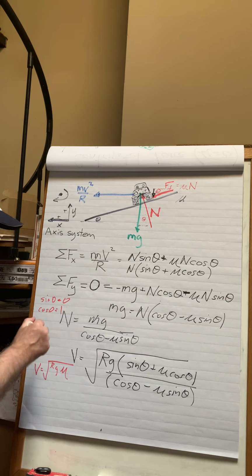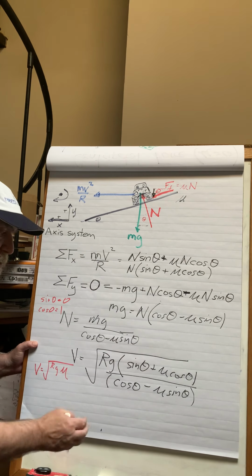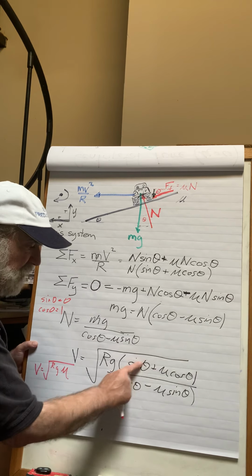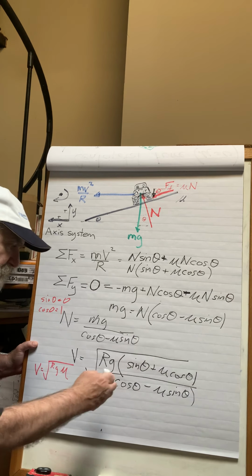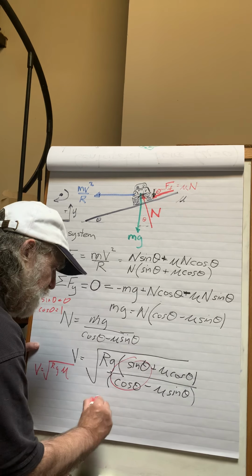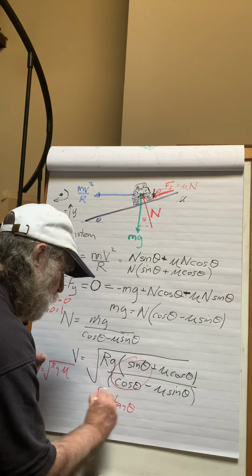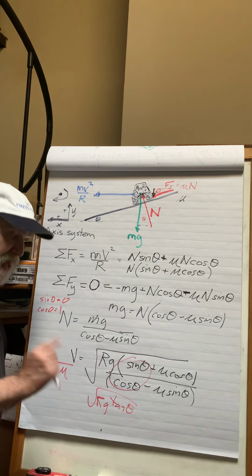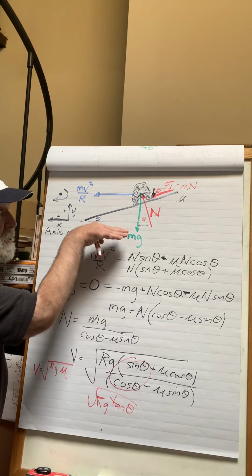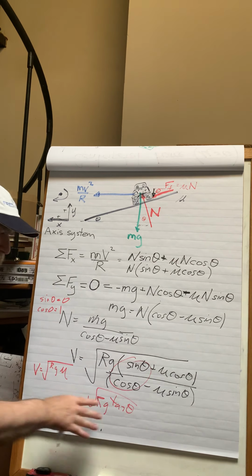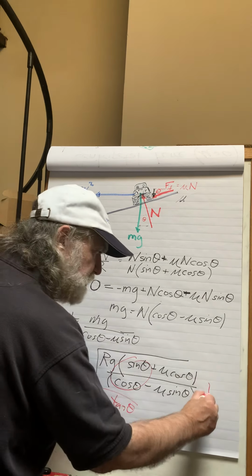What happens if mu is 0? If mu is 0, both of these go away, and I get sine over cosine, which is tangent of theta, and I get the square root of rg tan theta as the limiting case. And that's what we got when we did the banked curve with no friction. So the limiting cases for this equation are correct.